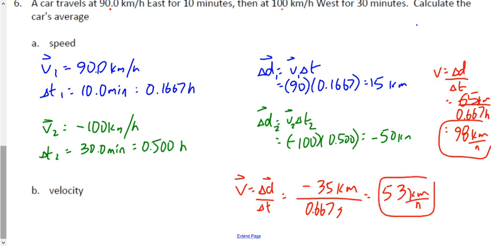kilometers per hour. Oh, wait. Oh, I did make a mistake, but I caught it myself. Barely, though. What was my mistake? Yeah, I need that direction in there, right? Negative 35 kilometers, so it's negative 53 kilometers per hour. Or you could say 53 to the west. Good? Good there?